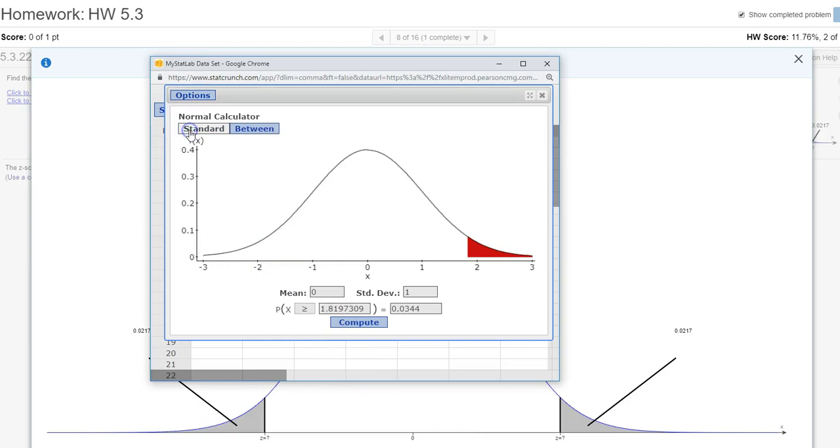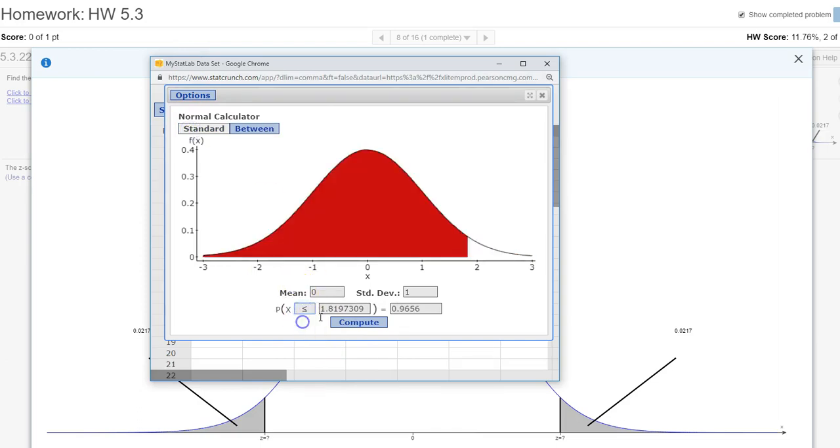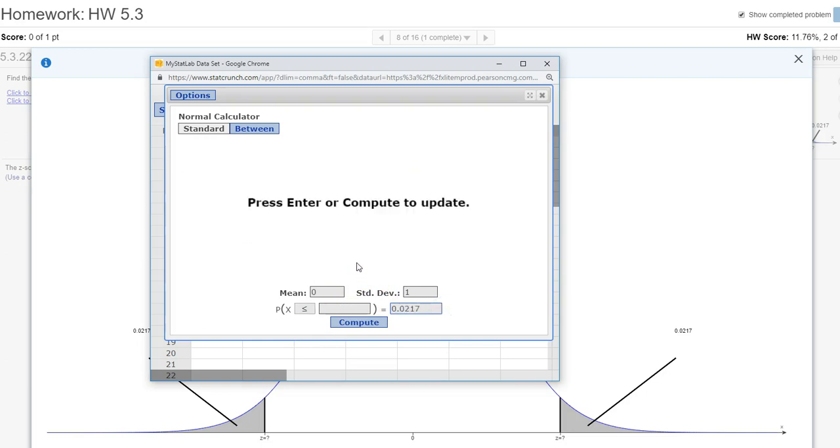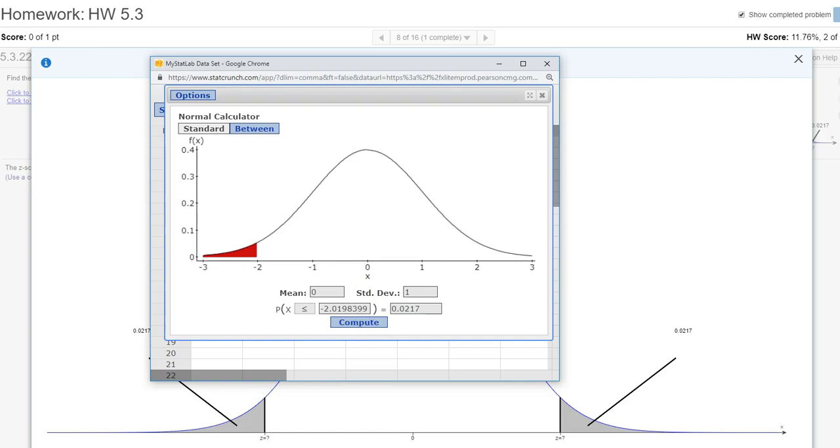It's standard, not in between. I am plugging in my area 0.217 and compute. So I know that my z-score is negative 2.02. If this is negative 2.02, the other one is going to be exactly the same, but positive. So it's going to be positive 2.02. Did I say 0.2? Okay.